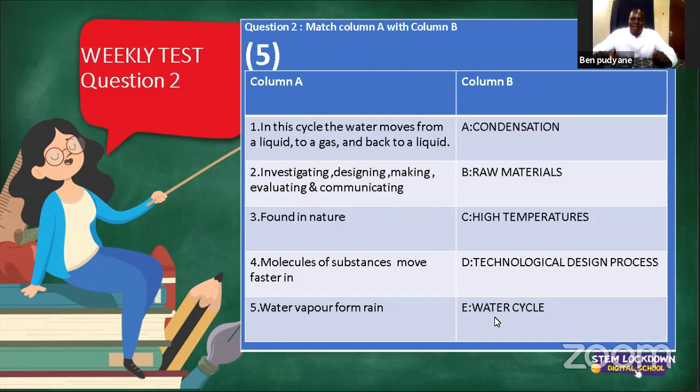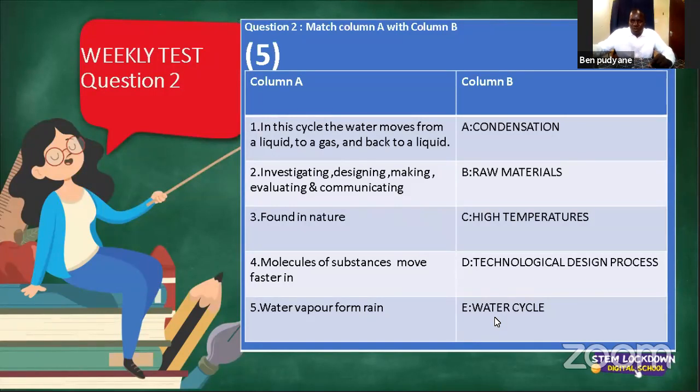Number 3, found in nature. You choose one from A up to E. Number 4, molecules of a substance move faster in what? Then the last one, water vapor forms rain. Water vapor forms rain. Now those are the 5 questions.